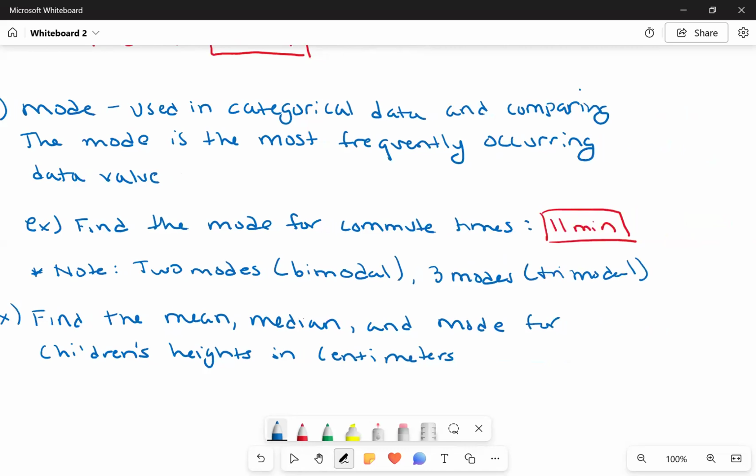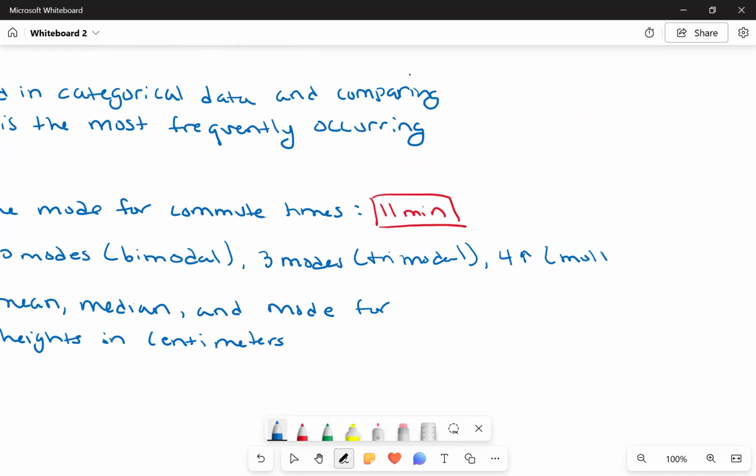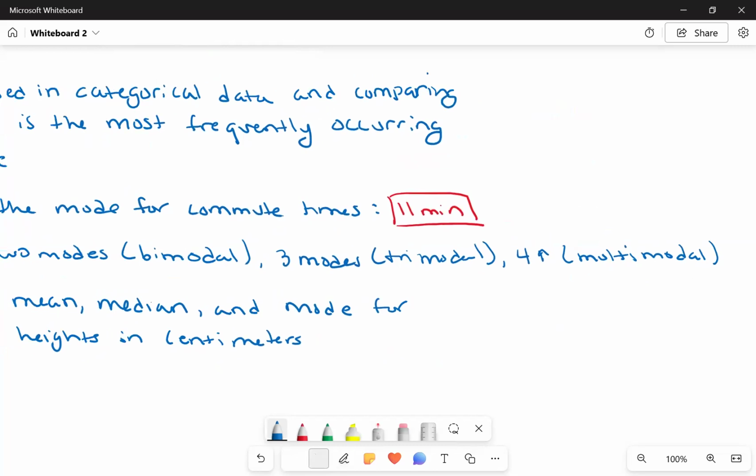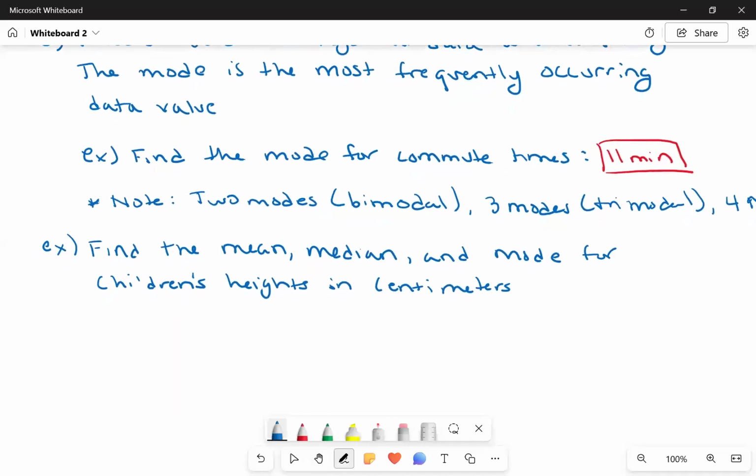So 4 or up is what we call multimodal. And then, of course, it's also possible not to have a mode. That's a possibility too, okay? So for the reason that we're working with numerical data, the mode may not be the most reliable thing to look at, but if we can include it, it can be useful. Okay, sorry, I meant to mention those labels. So trimodal, bimodal, multimodal, or no mode at all is a possibility. Okay, so here we go. Children's heights in centimeters. Let me go ahead and return to this.